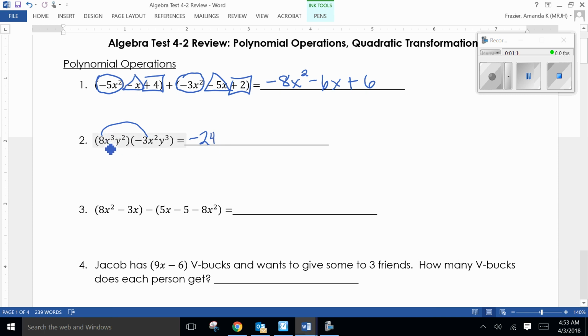X to the third times x to the second would give me x to the fifth. And y to the second times y to the third would give me y to the fifth. Okay, so also remember we could actually expand these. And since we're only multiplying 2 monomials, then our laws of exponents could apply there.